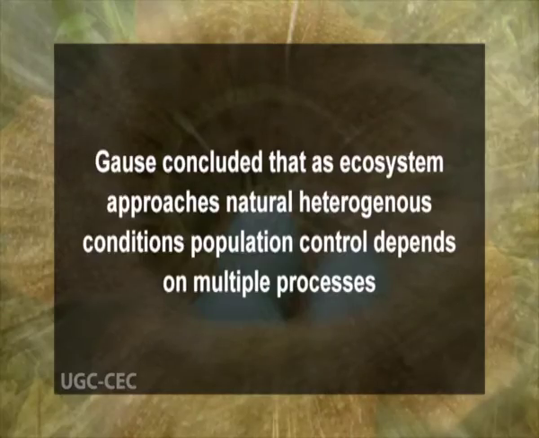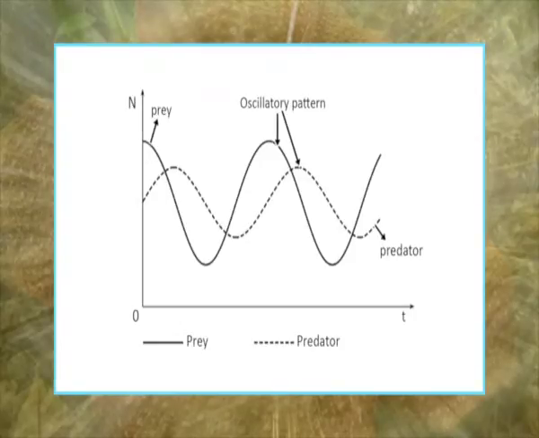From this study, Gause concluded that as the ecosystem approaches natural heterogeneous conditions, population control depends on multiple processes. However, the extinction in prey-predator relationships in a homogeneous environment can be mitigated to an oscillatory pattern by repeated immigrations.